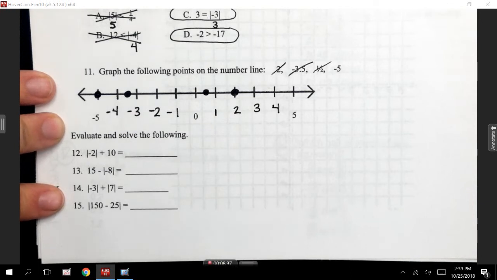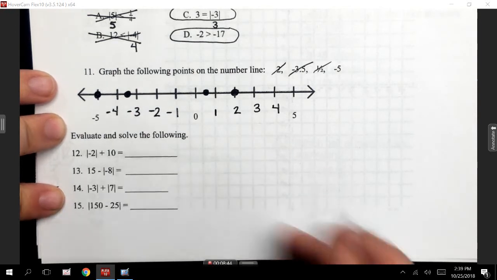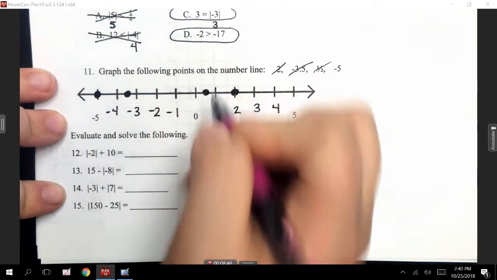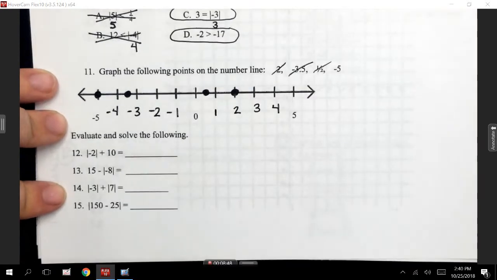Make sure we're checking that number line, please. If you missed one, let's correct it. If you have some questions, you can come see me in the morning. I'll be in my classroom. All right, number 12.